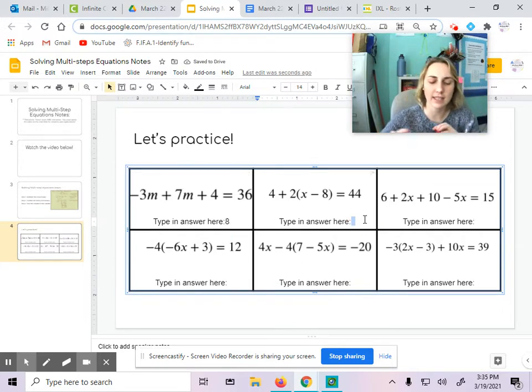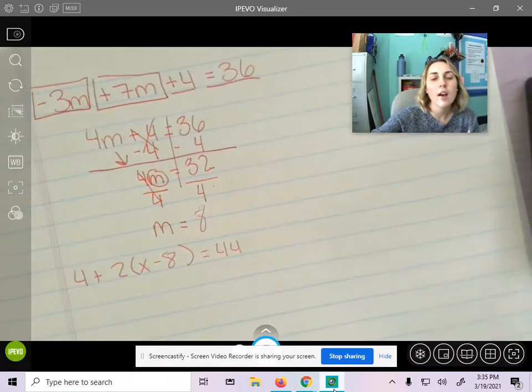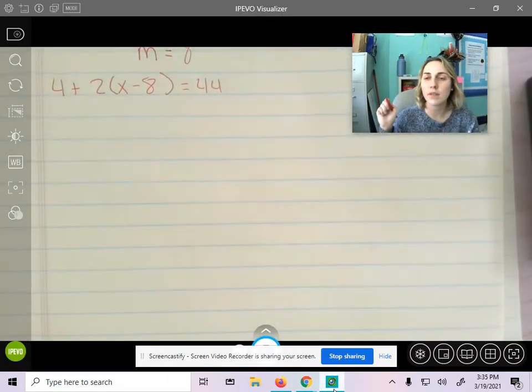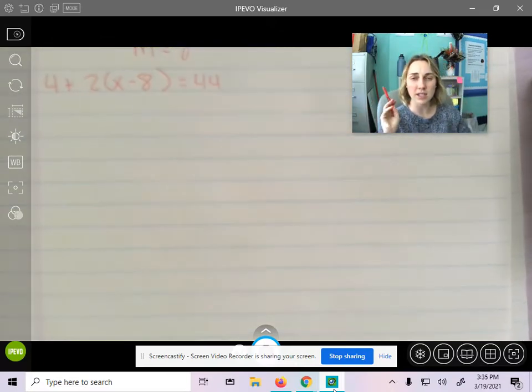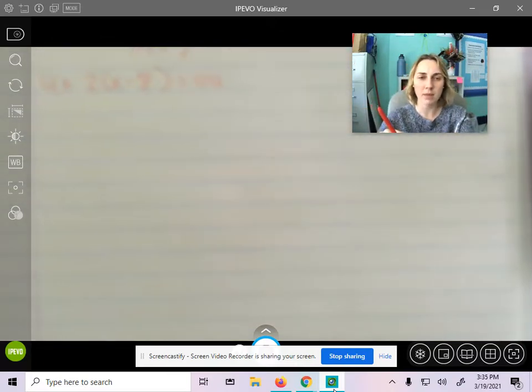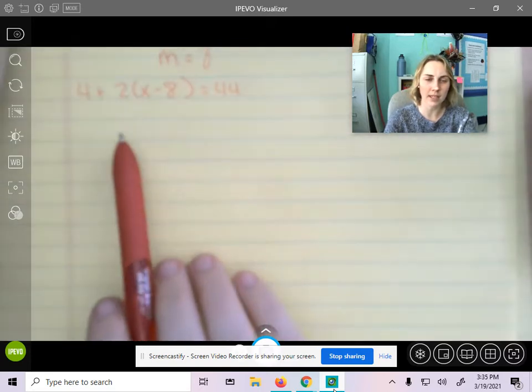All right. Now let's look at the second one. We have 4 plus 2 times (x minus 8), and that's going to be equal to 44. All right, cool. Let's go. All right, so same thing here, except whenever you were looking at your notes, it told you that you had to distribute first. So in this problem, we would use the distributive property first.